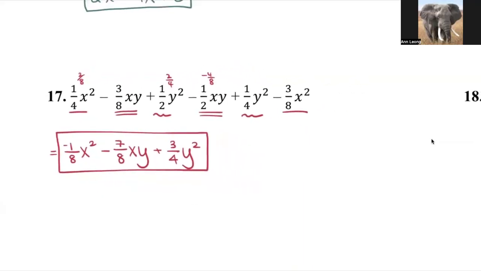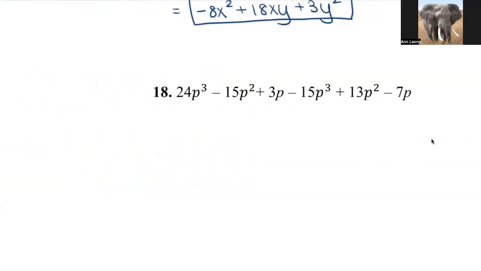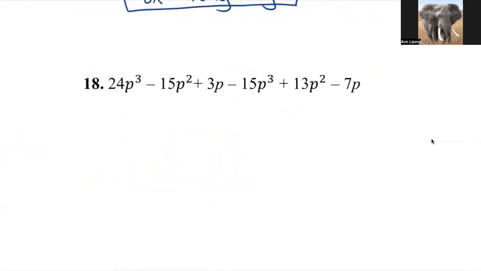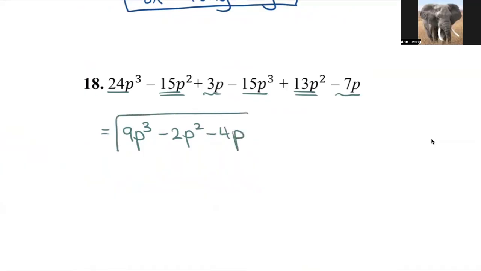Okay, number 18. Again, combining like terms. You guys get the idea now. 9p cubed, p squared gets me negative 2p squared. And then 3 minus 7p's gets me negative 4p. Again, it is factorable. I could take out that p, but I'm trying to simplify. I'm not trying to factor.